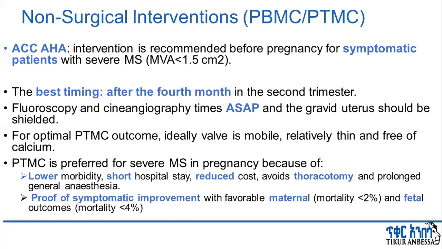The American Heart Association also recommends valvotomy before pregnancy for symptomatic patients with valve area less than 1.5. We prefer valvotomy over surgery because maternal complications are low, with less than 2% maternal mortality. Fetal outcomes are excellent, with a mortality rate of less than 4%, because fetal mortality can reach a high level in those who have undergone surgery.